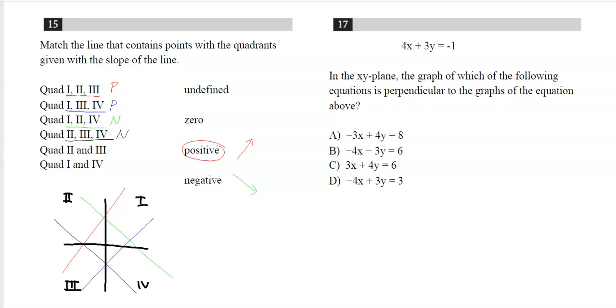Then maybe I'll do a red dotted line for 2 and 3. Well, 2 and 3 means I'm staying over here, so I'm vertical. So that would be undefined. And then I'll do a blue dotted line, 1 and 4. Oh, that would be over here. So it looks like that one is also undefined.